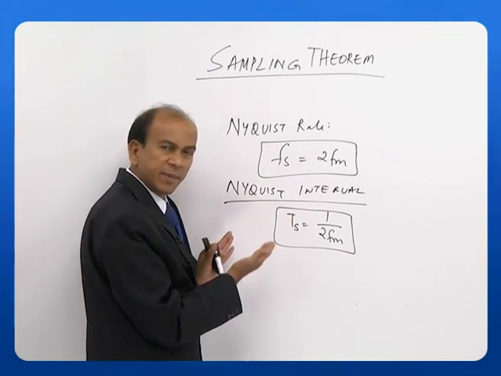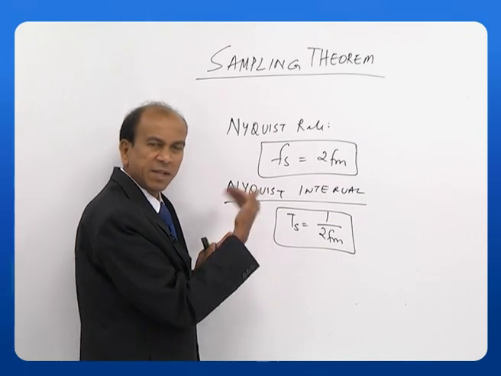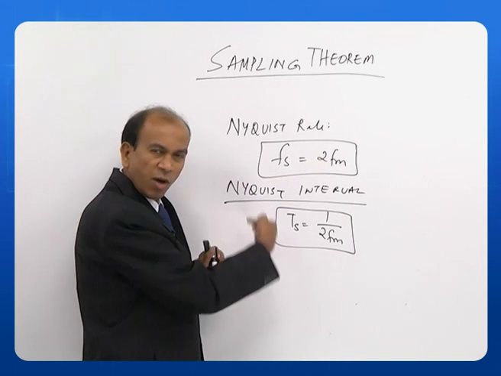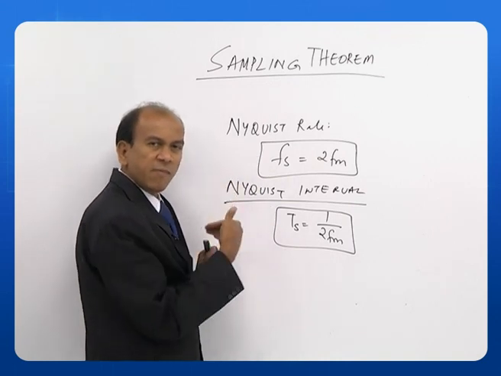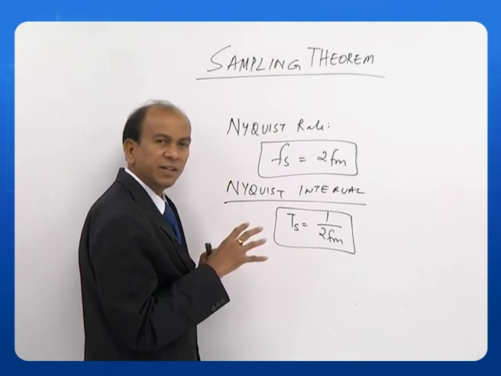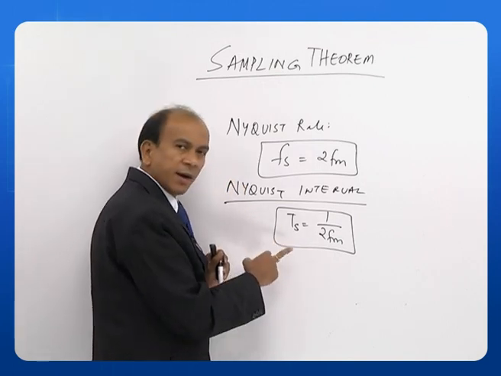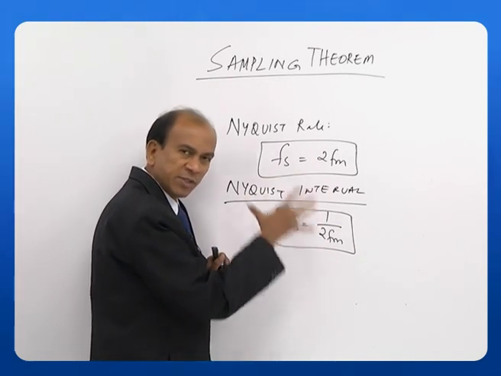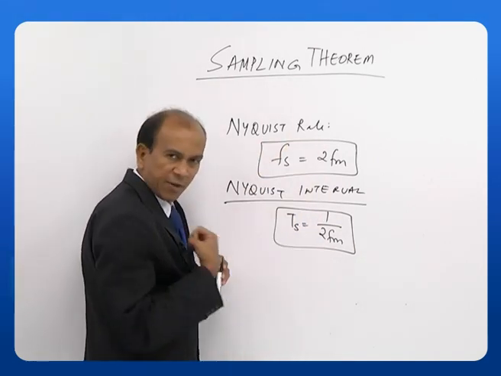When I look at the maximum interval, because that is minimum sampling, the interval becomes maximum, that is Ts is equal to 1 by 2Fm. So, these two are very important, and we have to ensure that Fs is equal to 2Fm for a distortion free recovery of the original signal, and also that Ts is equal to 1 by 2Fm. So, this is Nyquist rate and this is Nyquist interval.